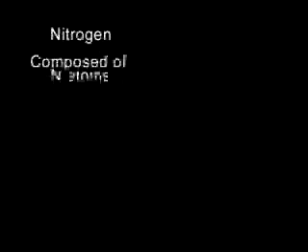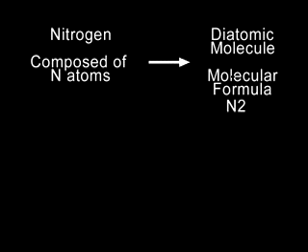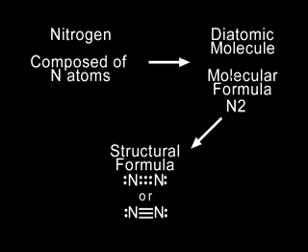Molecules can be represented in a variety of ways, in formulas and figures. To illustrate, let's first consider nitrogen, the major component of Earth's atmosphere. Nitrogen gas is composed of only one element, the element nitrogen. It is a diatomic molecule, so its molecular formula is N2, a molecule with molecular mass of 28.